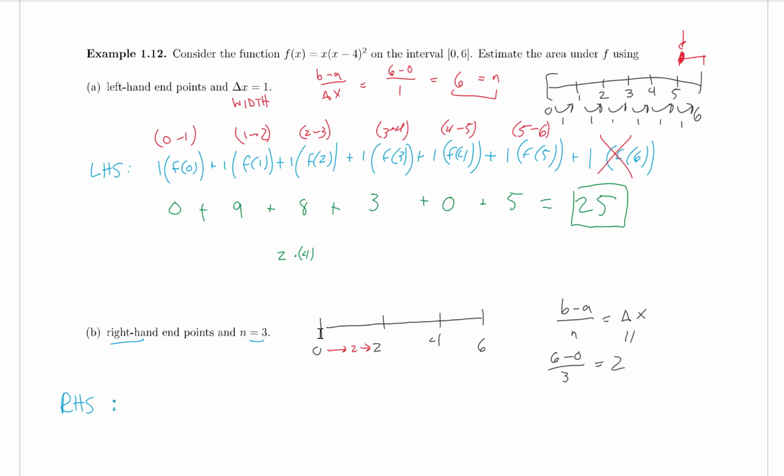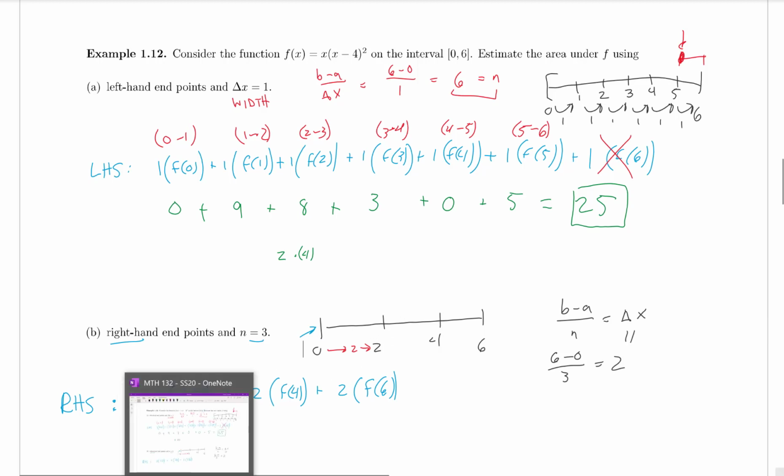So the distance between them is 2. And then we're going to be doing f of 2 plus 2 times f of 4 plus 2 times f of 6. And the trickiest thing probably here to notice is that I skipped using the endpoint at 0 because we're taking the right-hand sum, and so our first rectangle is going to have f of 2 as its right-hand endpoint.